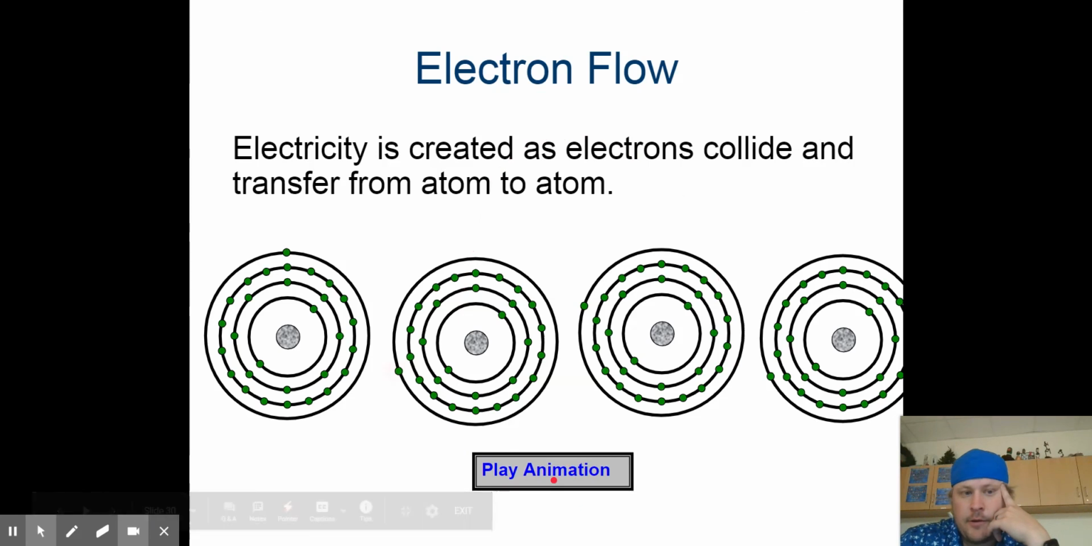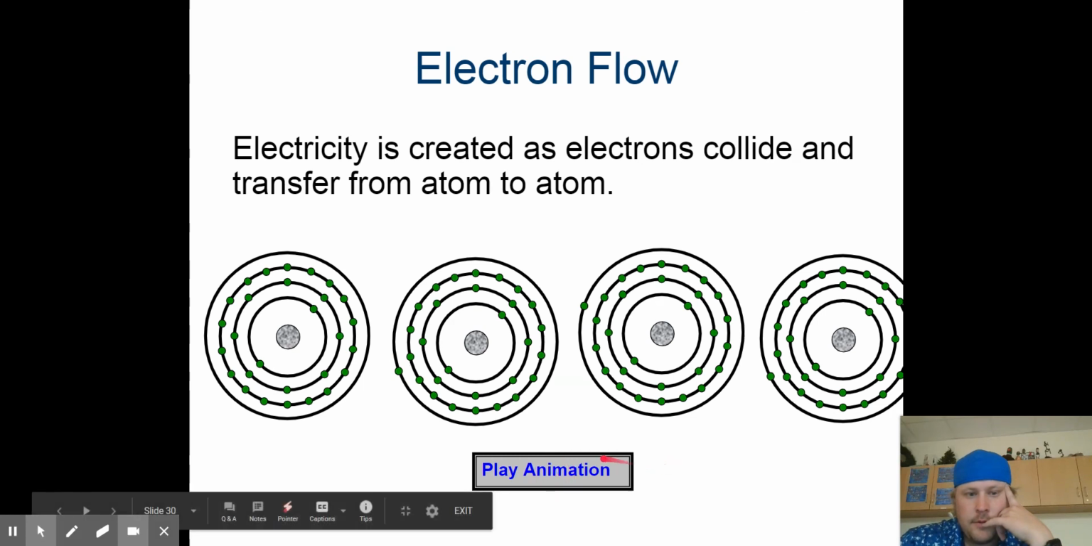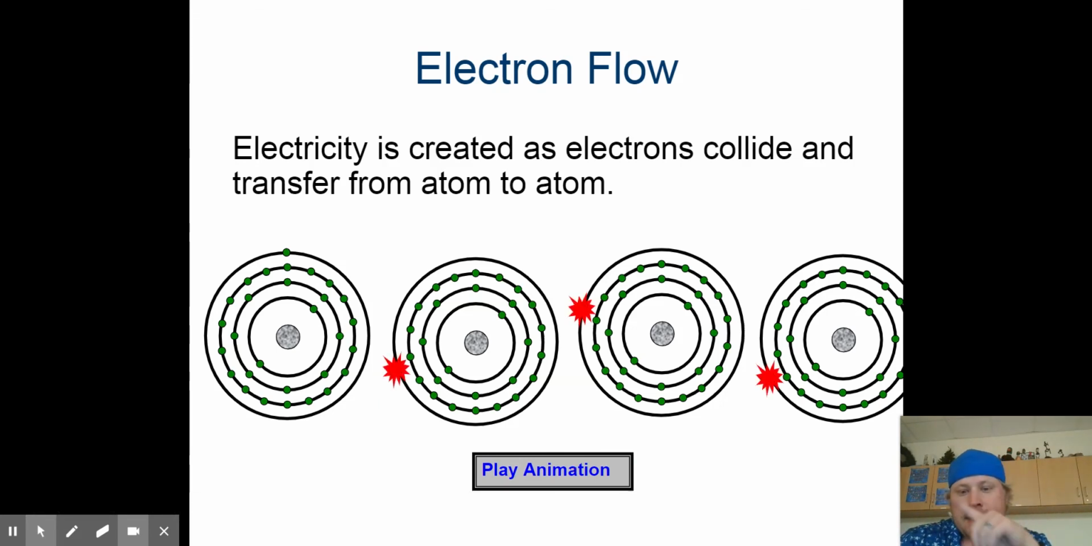Here comes the electron. It's moving, it smashes, and it goes through. Boom, boom, boom. Try it again. Comes through, smashes, smashes, smashes. And every time it smashes is when we see that electricity.